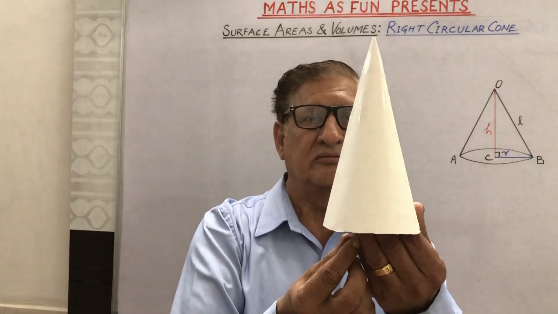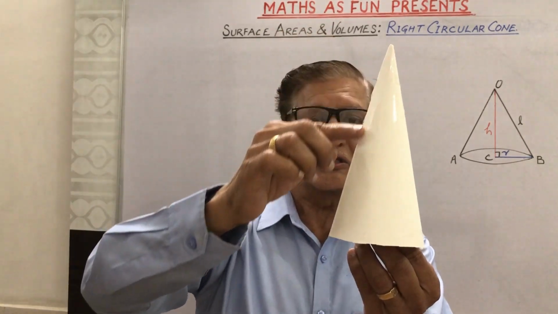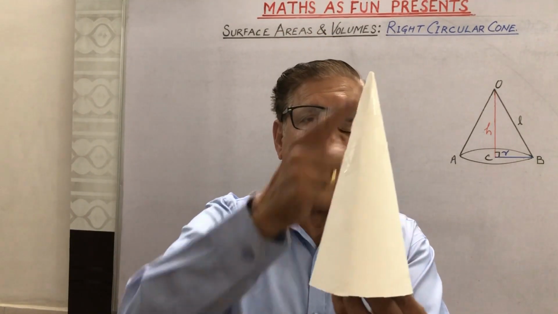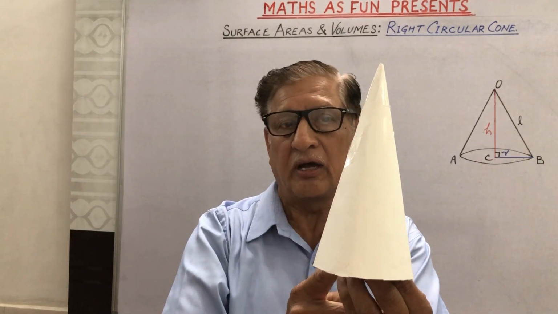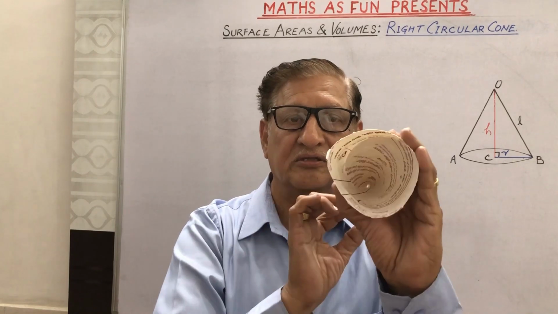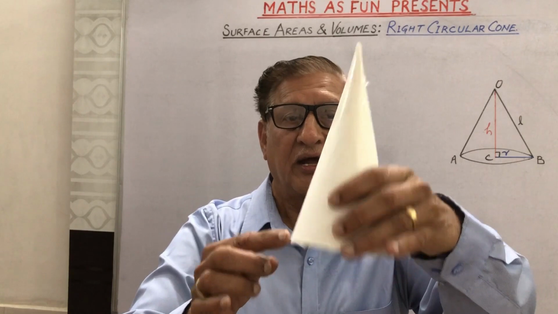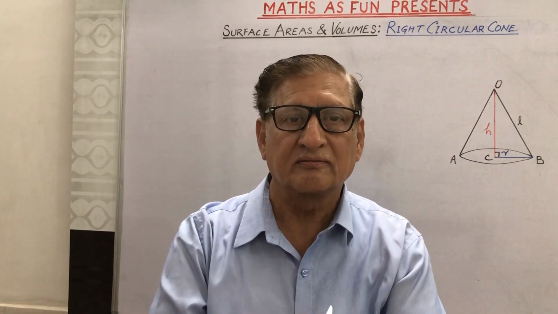This is the cone. You can see this is known as its slant height. The vertical part is known as its vertical height. And you can see the base of this is circular. This is a circle. So this is the cone. This is its slant height. And this is the circular base.